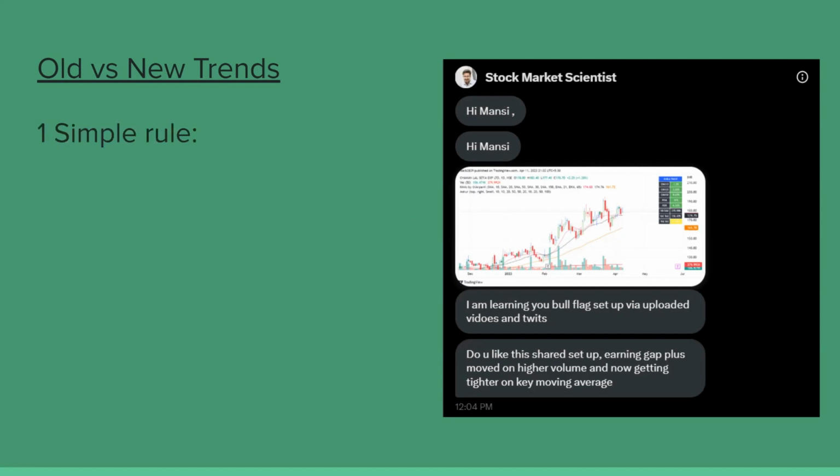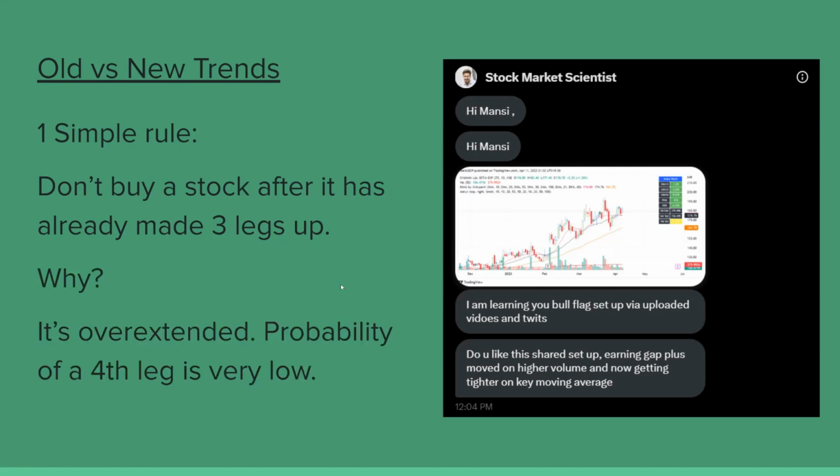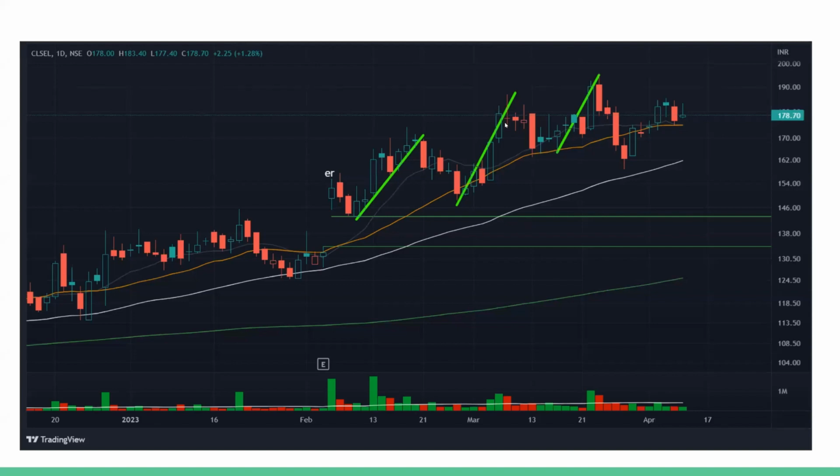The criteria that I'm going to use now is a very simple rule. Don't buy a stock after it has already made 3 legs up. Why is this? Because in this case, it's usually overextended and the probability of a 4th leg is very low. So let's take a closer look at the chart that he sent us.